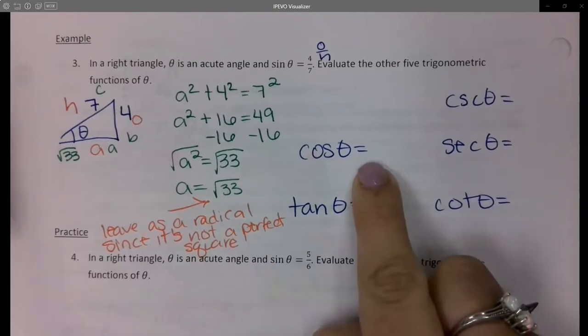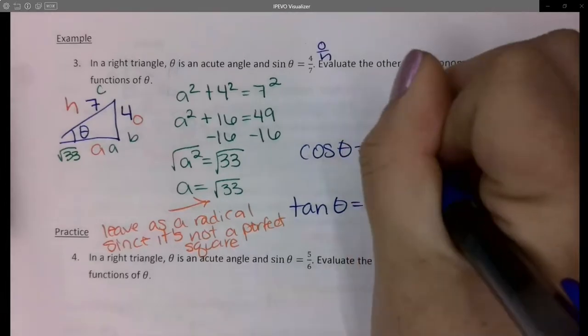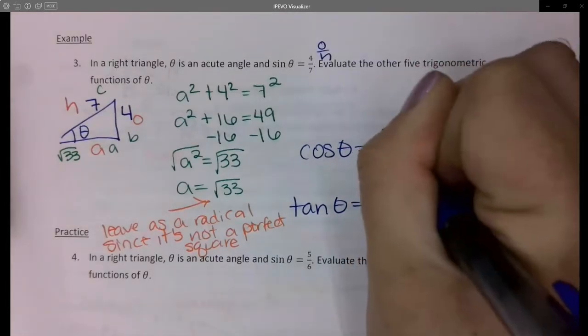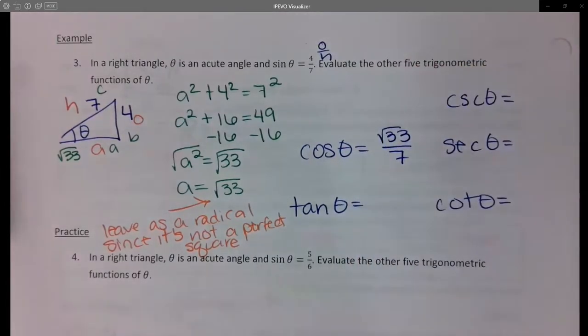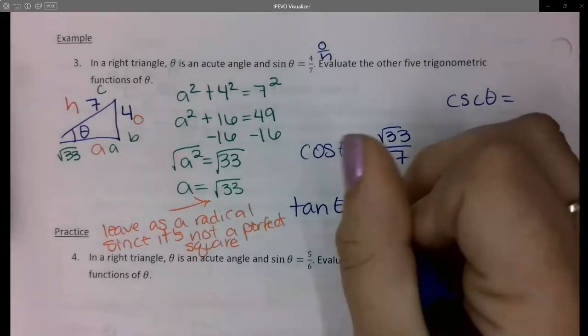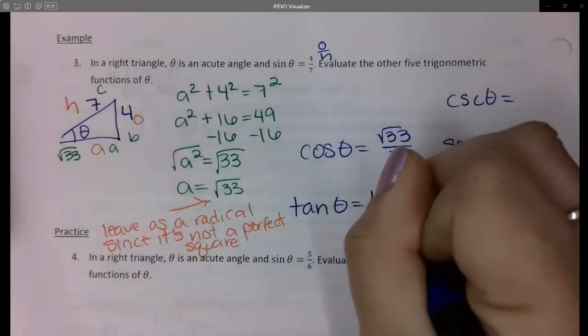So I'm going to find cosine first. That is adjacent over hypotenuse. That is square root of 33 over 7. Then I want to find tangent, which is opposite over adjacent. So 4 over square root of 33.